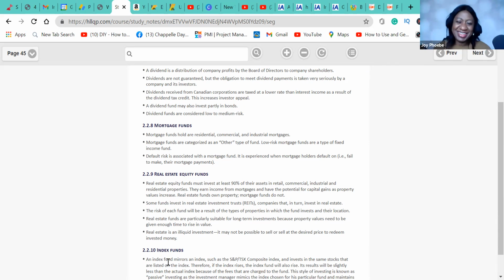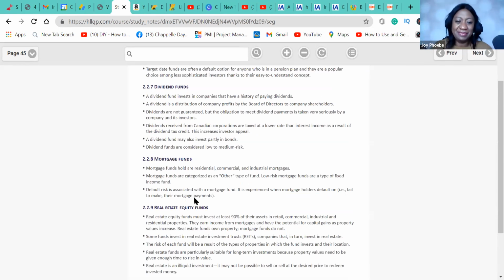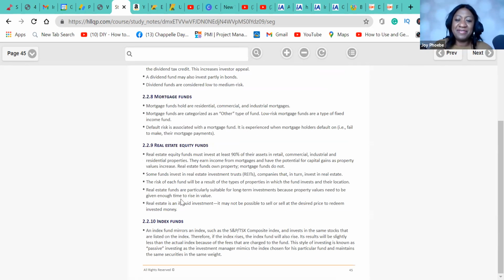And then next we have real estate equity funds. These ones really invest in the actual, physical real estate. But any fund that invests in real estate is not a liquid fund. And then we move on to index funds. An index fund mirrors an index such as the S&P composite index and invests in the same stocks that are listed on the index market.